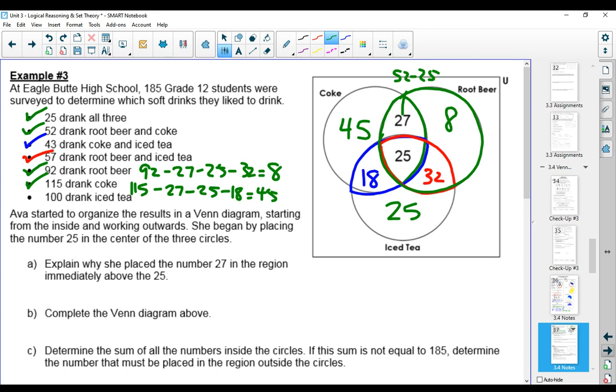Now, as I said in the last lesson, you have to always go through and make sure that everything adds up. If we add up all of these numbers, we only get 180. But we're told that there was 185 grade 12 students. So that means there's 5 people who didn't like any of those 3 options. So let's take a look at the rest of the questions.